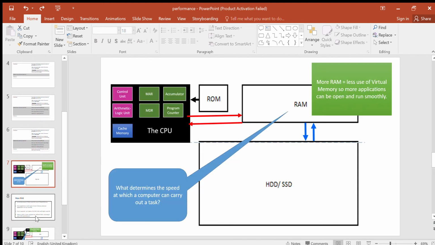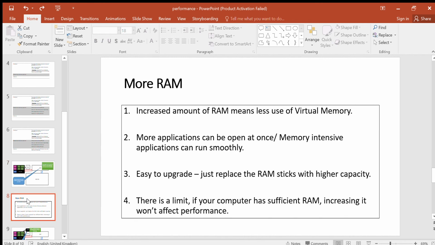So let's have a look at RAM. As we've already mentioned, the more RAM you've got, the less likely you are to use virtual memory. Virtual memory slows things down, so your application should run more smoothly if you've got more RAM. It's also helpful if you've got memory intensive applications. Like we were saying, the virtual machine on our school system is a huge program. It only runs properly on the computers in IT1, IT2 and IT3 because of the RAM size.